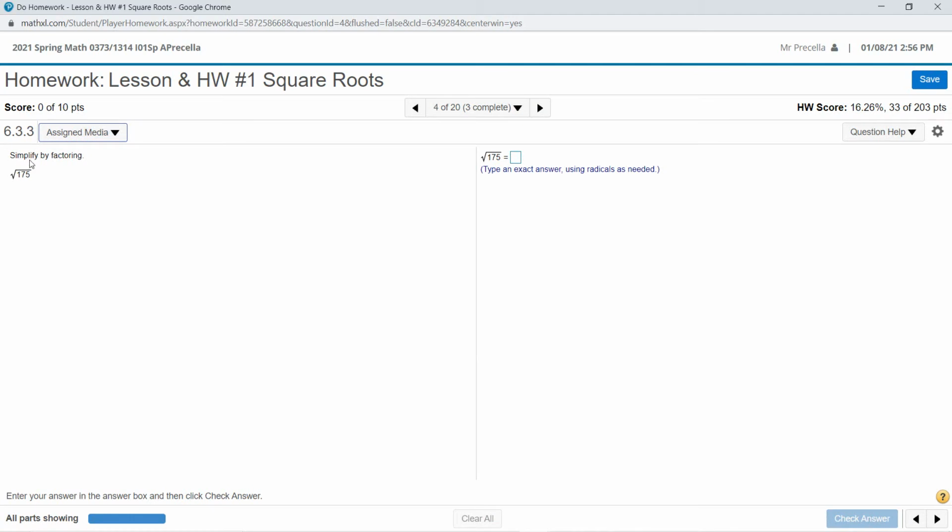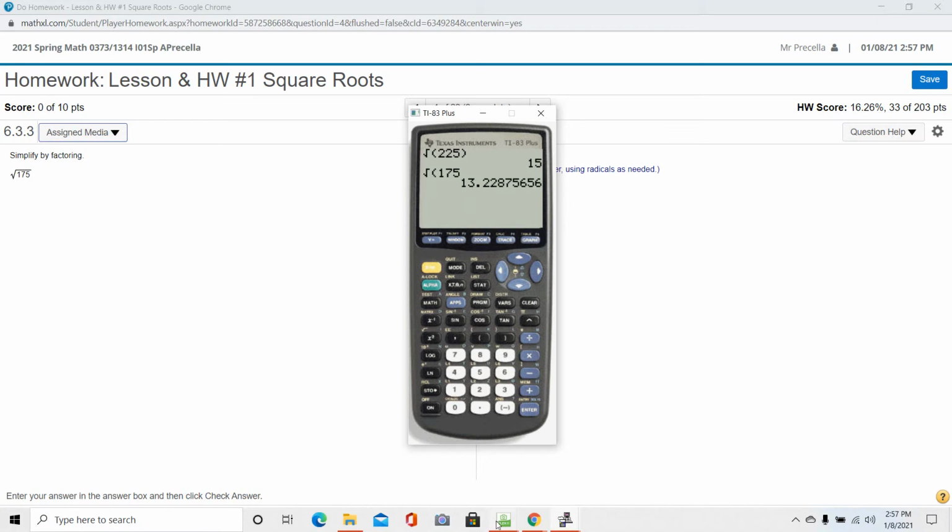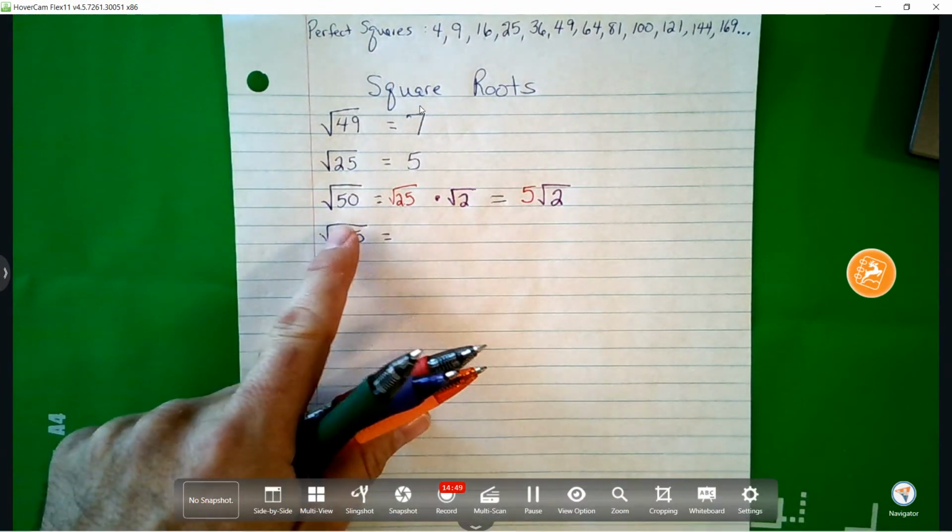Okay. Simplify by factoring the square root of 175. Let me write that one down. Now, 175 is not a perfect square. How do I know that? Well, if you doubt me, punch it into your calculator. Second, square root, 175. It's going to give me a decimal number. So it's not a perfect square. So it's one of those that we need to simplify using our list of perfect squares.